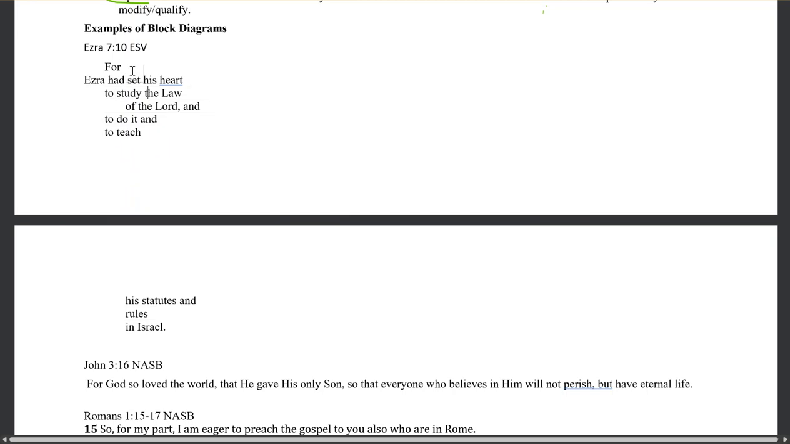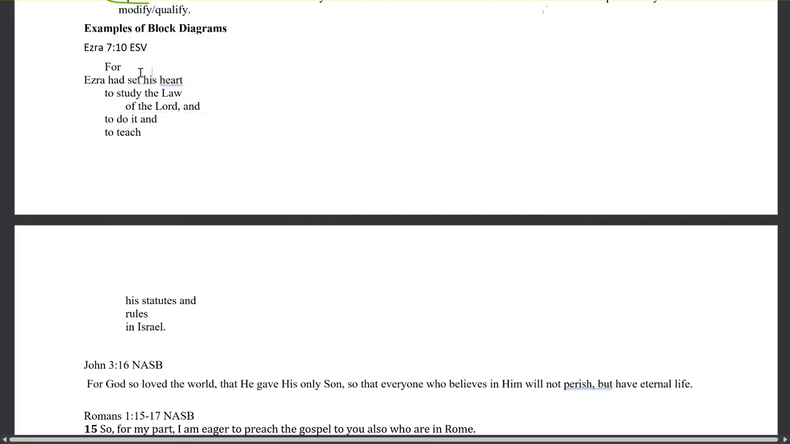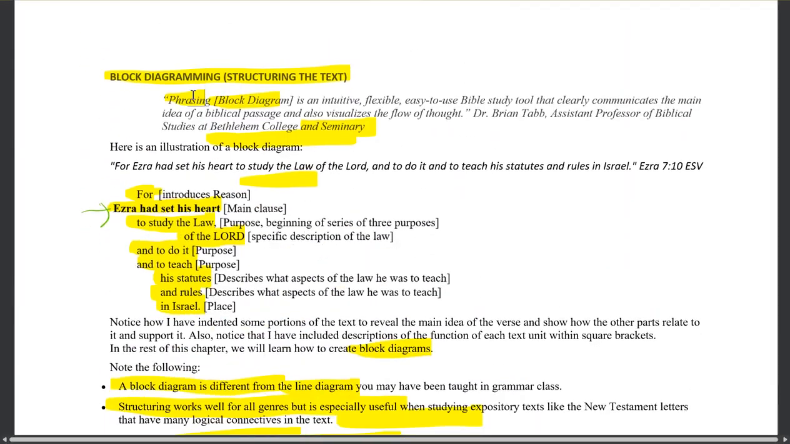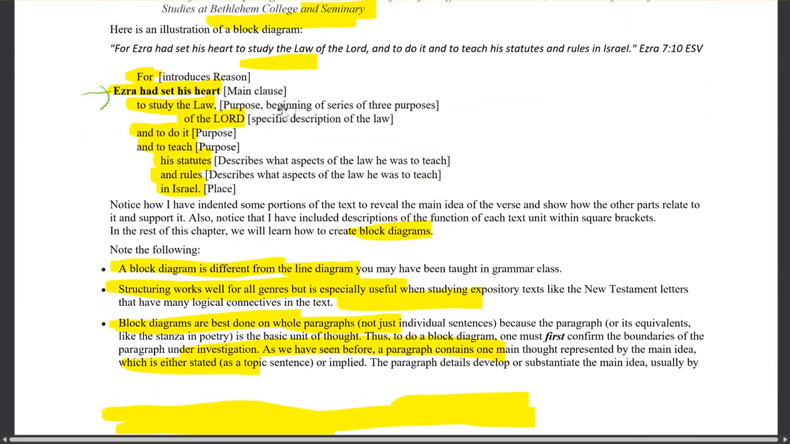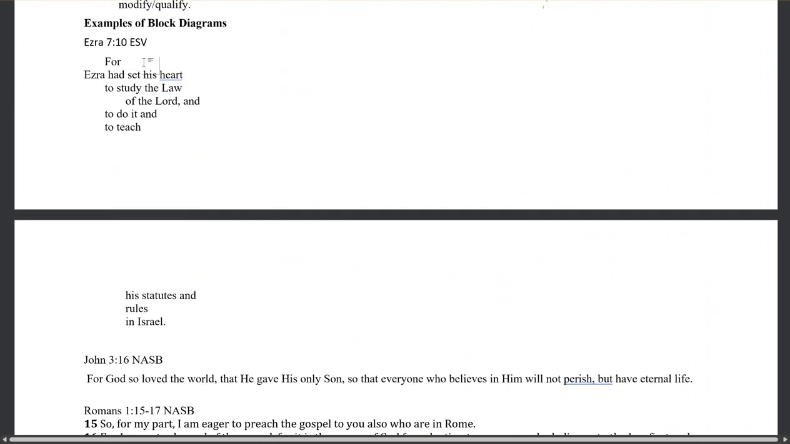Okay, so we now see this for here. Because, which is reason or ground. So I'm not going to put it. I showed you an example up here because it would take me so much time here. You can go back and see where we discussed that. For here is because, and this is reason or ground. Ezra had set his mind. This is the main statement, the main clause.